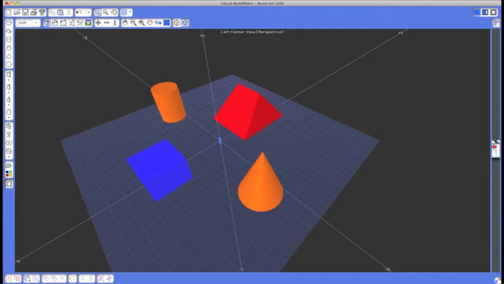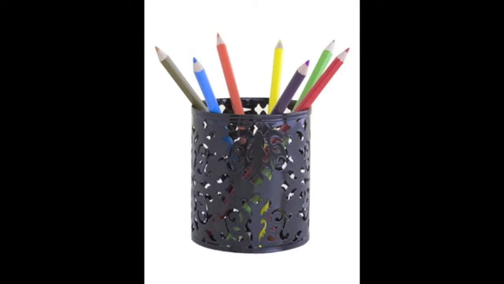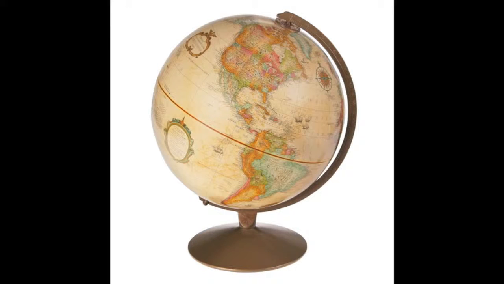I show them on the Smartboard usually some of the characteristics of FabLab Model Maker, and then I put them on the computers in teams, and they are asked to look at various pieces of mathematical shapes beforehand in the classroom. Say the pencil holders, what are those? The globe, what is that called? What do you notice about that?